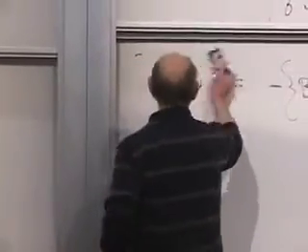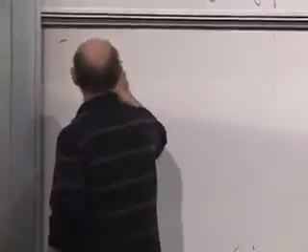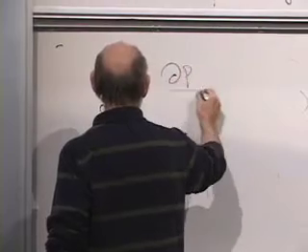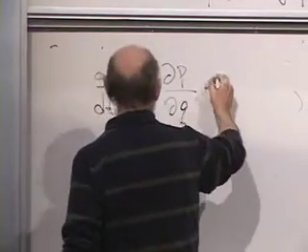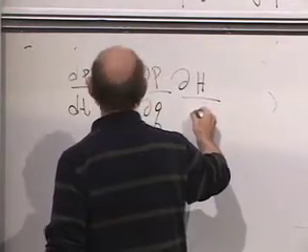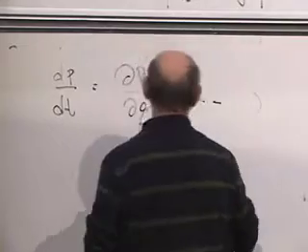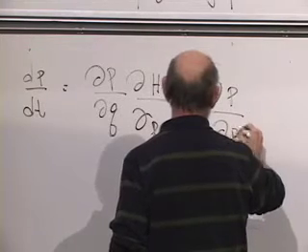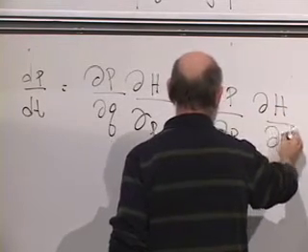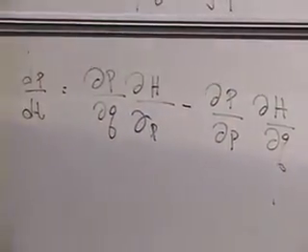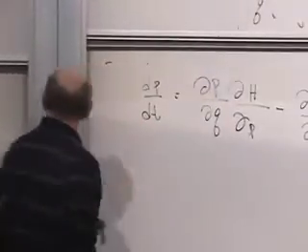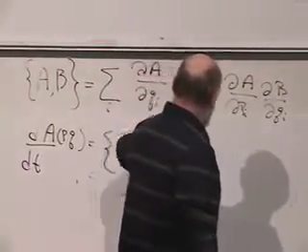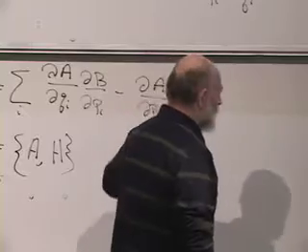All right, the left-hand side will just be dP by dt. The right-hand side will be dP by dQ, dH by dP, minus dP by dP, dH by dQ. I have just substituted in P for A.